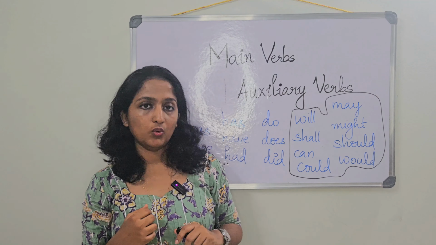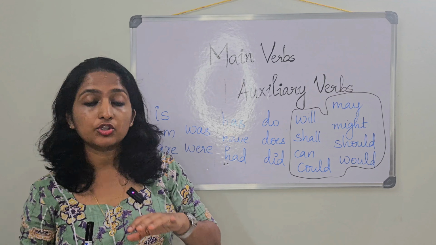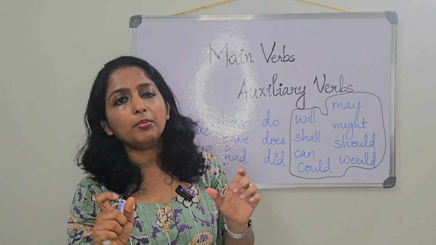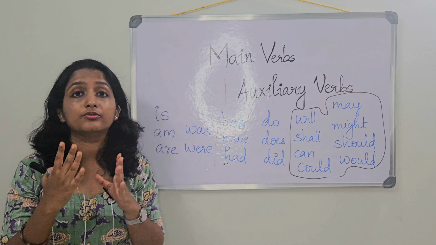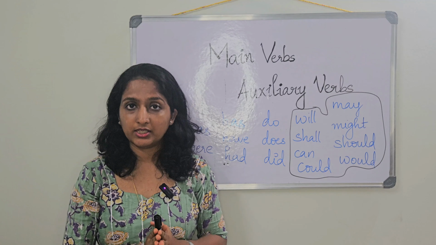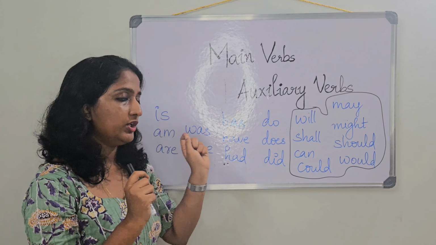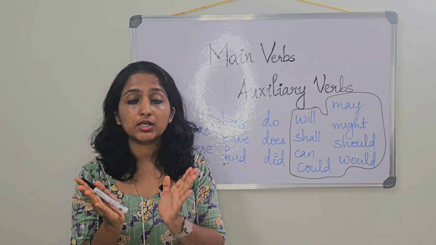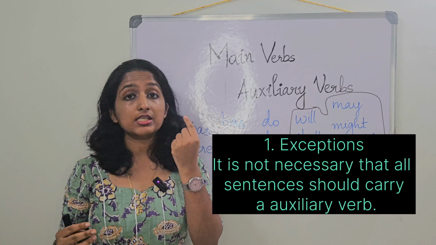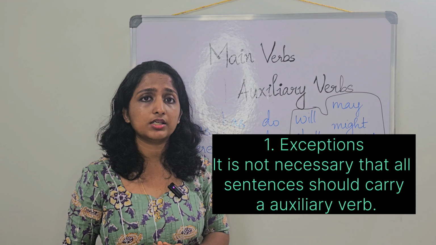Understood? Okay. Now I want to tell you an exception. I told you in the beginning of the grammar series itself that in grammar there are some exceptions, but don't get confused. If you know the concepts, you will not get confused. I'm pretty sure about that. So my question here is, in this video I told you auxiliary verbs help the main verbs in a sentence. Is it necessary that in all sentences we should use an auxiliary verb?